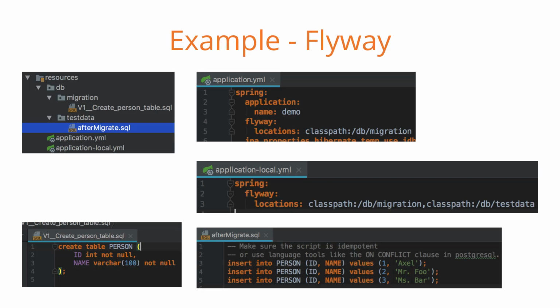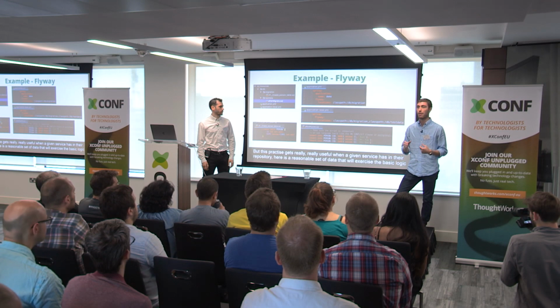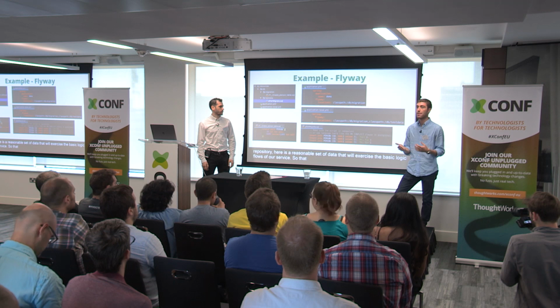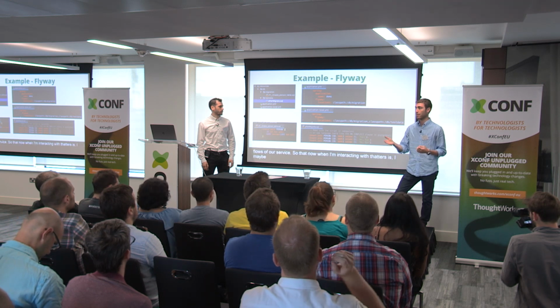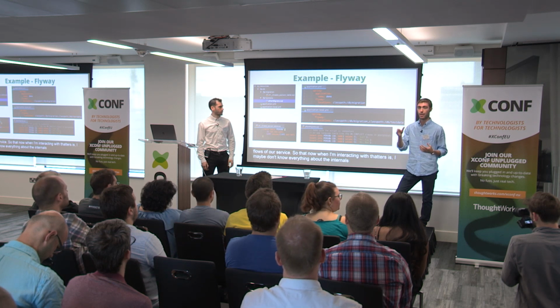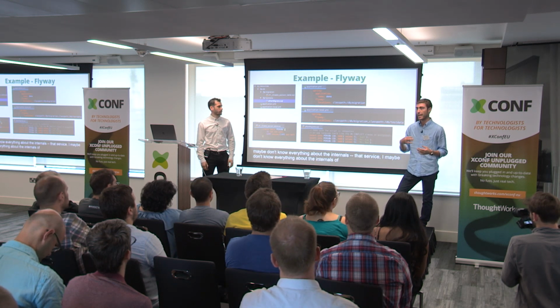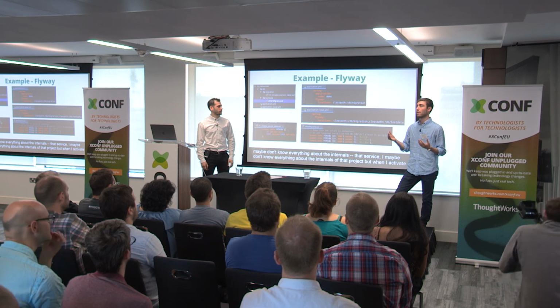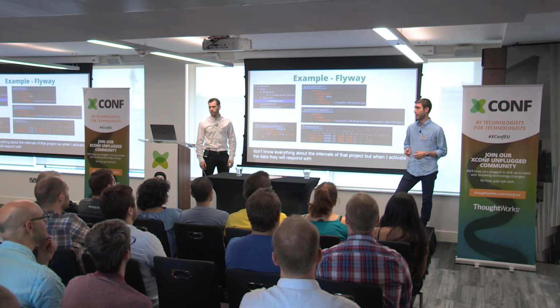So this is a pretty trivial example with just creating a couple of people. But this practice gets really, really useful when a given service has in its repository a reasonable set of data that will exercise the basic logic flows of our service. So that now when I'm interacting with that service, I maybe don't know everything about its internals, but if I try around with the different products, they're going to activate different logic in that service and respond with interesting data. I can now use that and see how my service interacts with it.